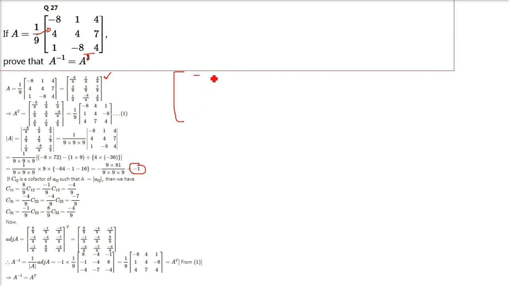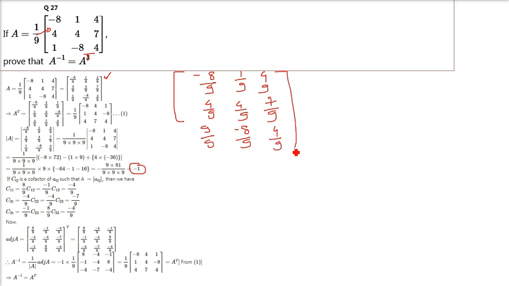No. As I said in the first transpose case, and in other cases also, you have to multiply this 1 by 9 inside, that is the scalar multiplication, and then we will compute the cofactors. Cofactor can only be computed like this. So I am taking 1 by 9, making it a proper matrix. Now we are ready for the cofactor.